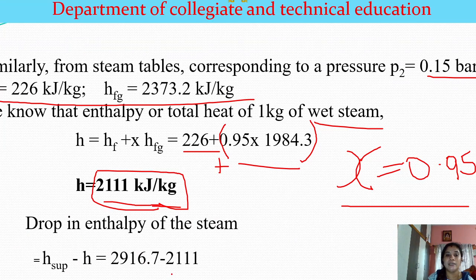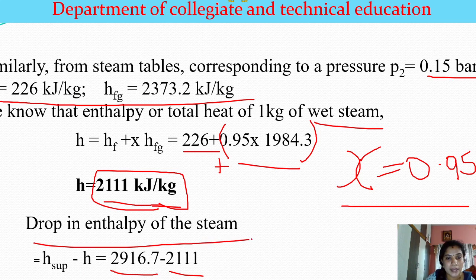So what has happened? There is a reduction in enthalpy. We can see the values here itself. Now how much it has dropped? For that I need to calculate the difference. The drop in enthalpy of the steam will be h superheated minus h wet steam. If I substitute the values, this is the answer we'll get.